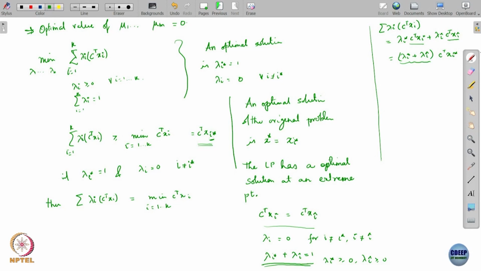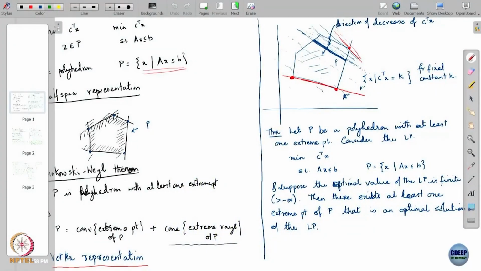So, what this means is, not only is x i star an optimal solution, x i hat is also an optimal solution, and the segment joining them, which is lambda i star x i star plus lambda i hat x i hat, where lambdas sum to 1, that entire segment joining them is also an optimal solution. Take any point on that segment, that is an optimal solution. That is seen in this figure that I had drawn here. This is your point x i star, this is your point x i hat, and this is the entire segment joining these 2 points.